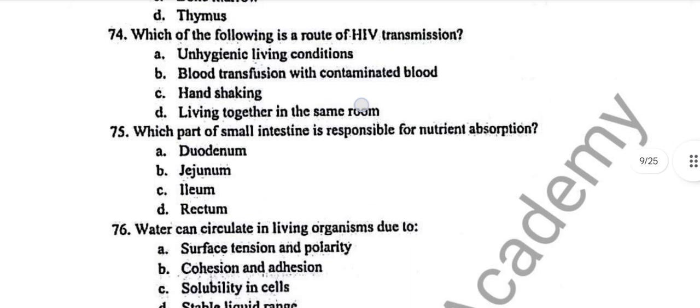Question number 75. Which part of the small intestine is responsible for nutrition absorption? A. Duodenum. B. Jejunum. C. Ileum. D. Rectum. And the correct option is B. Jejunum. Jejunum absorbs most digested nutrients.